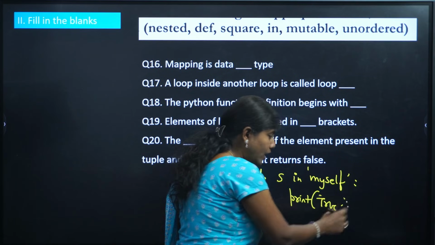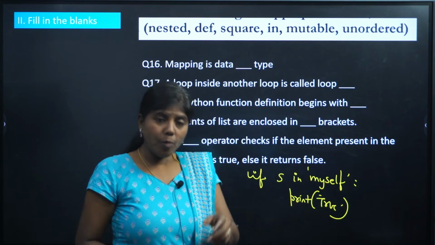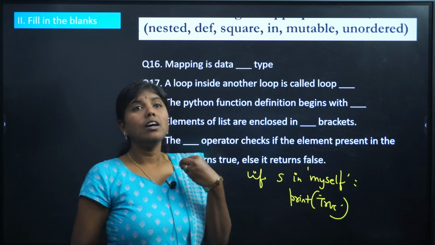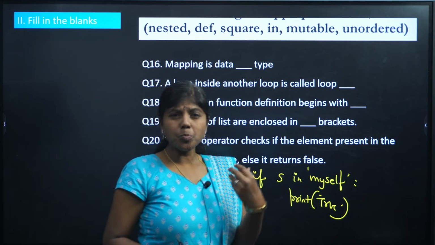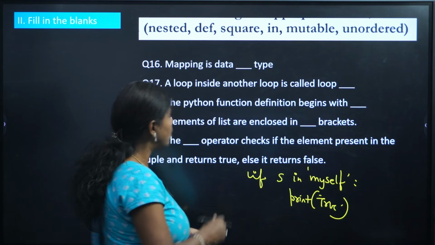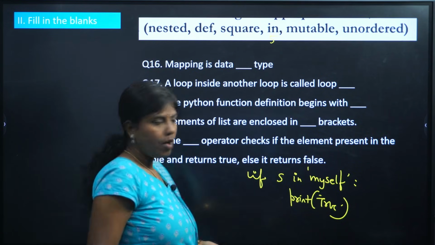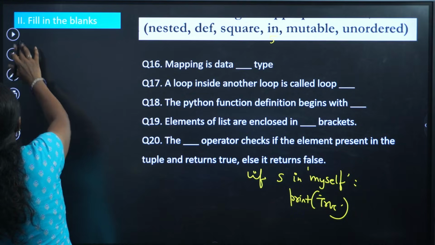If it's true only, it comes here. So the in operator is going to check whether the element is present, is a member of a sequence or not. Definitely it's going to be an operator. Okay, so we'll go with the next slide now. So what's the next slide?